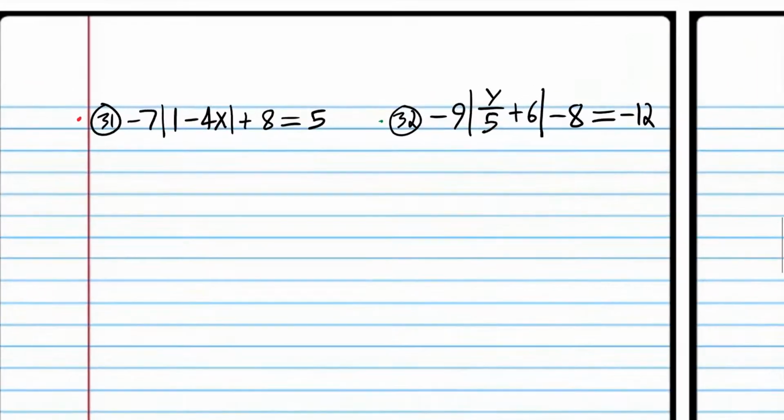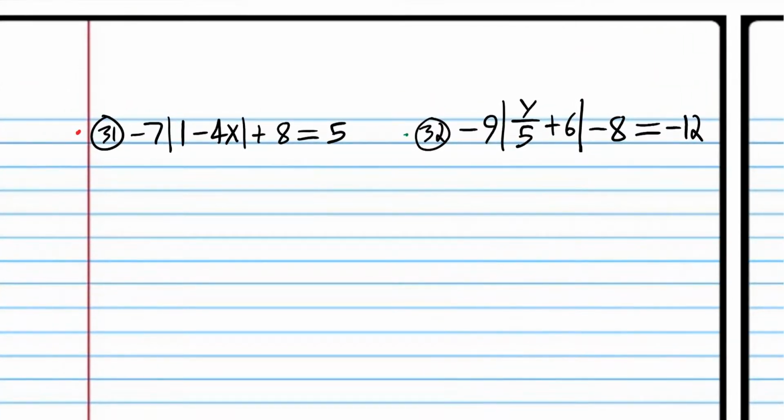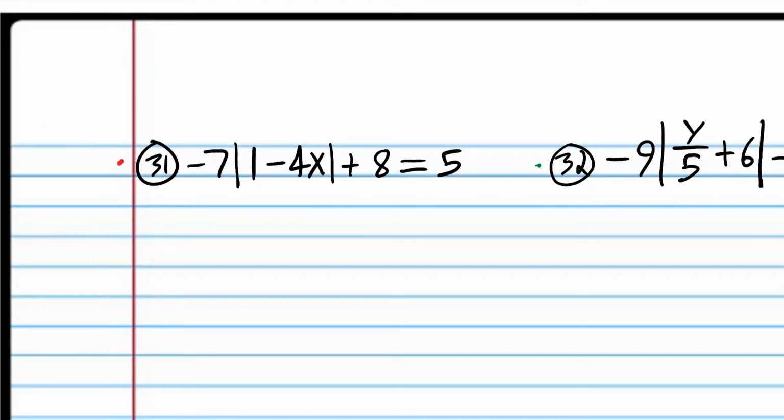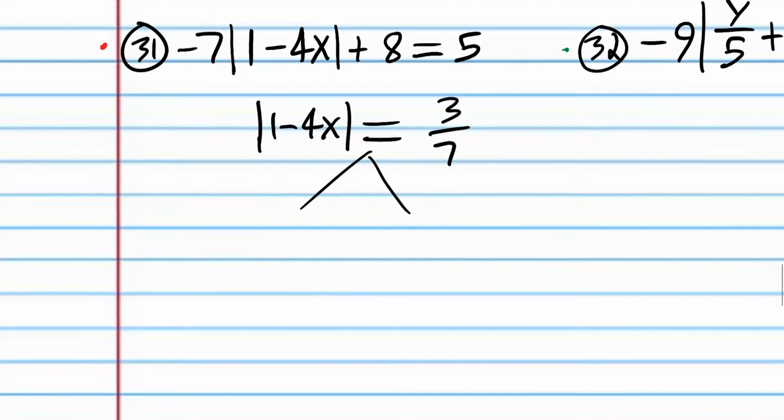Okay, so now these problems have fractions in them. So I'd like to complete this class without doing any fractions whatsoever. But we can't do that because in math you're going to see fractions a lot. So let's do this problem together. We're going to subtract 8 from both sides. So we get -3, divide both sides by -7, and we get positive 3/7 is equal to the absolute value of 1 minus 4x.